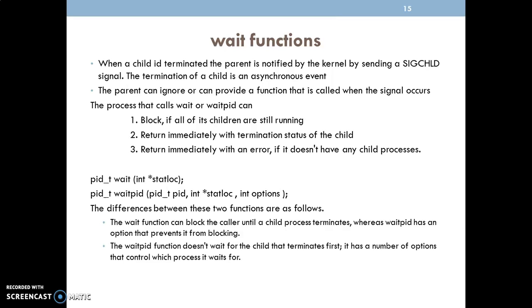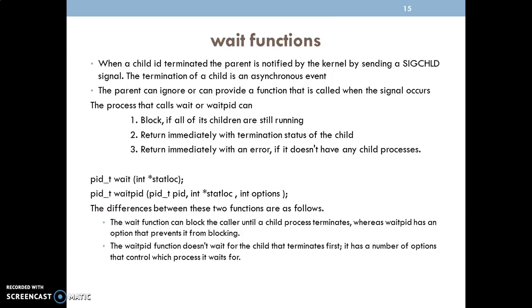The wait function can block the caller until a child process terminates, whereas waitpid has an option that prevents it from blocking. Which means that if the parent process calls the wait function, then the parent process will be blocked even though the child process is not terminated. In this case there is an alternate option we can use in the Unix system: by using waitpid we can prevent the blocking of the parent process. It can do other tasks.